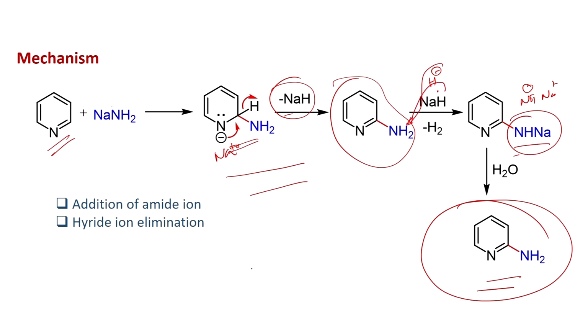This is the reaction pathway of the Chichibabin reaction. What happens here? First, addition of the amide ion takes place. You get this intermediate, which loses hydride ion. Elimination of the hydride ion gives 2-aminopyridine. If you look at it overall, this also involves an addition followed by an elimination reaction. Overall, you get the substitution product.